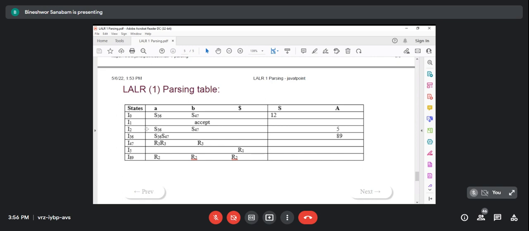Okay, there is some mistake with this table. I will rectify it, and I'll send the rectified one in the Google Classroom. But if you combine all those rows that have the same LR0 item columns, then you'll get the final parsing table.